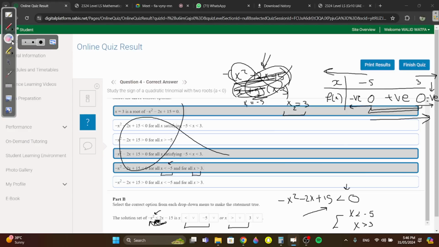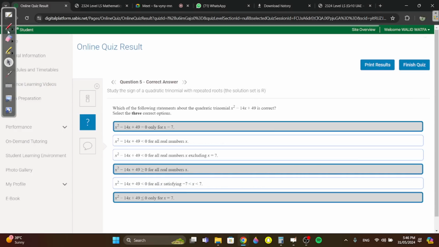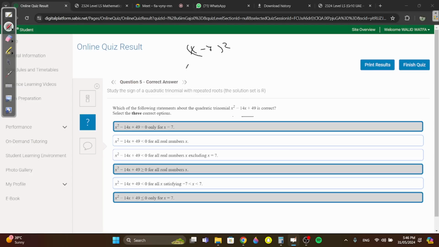Okay. Question 5. Okay, what is true about x squared minus 14x plus 49? Okay, before doing this, since it's an inequality question, our first step always: factor. Okay, x squared minus 14x plus 49 is going to be x minus 7 squared, or some people can say x minus 7, x minus 7. Okay, anyway, our root is x equals 7.